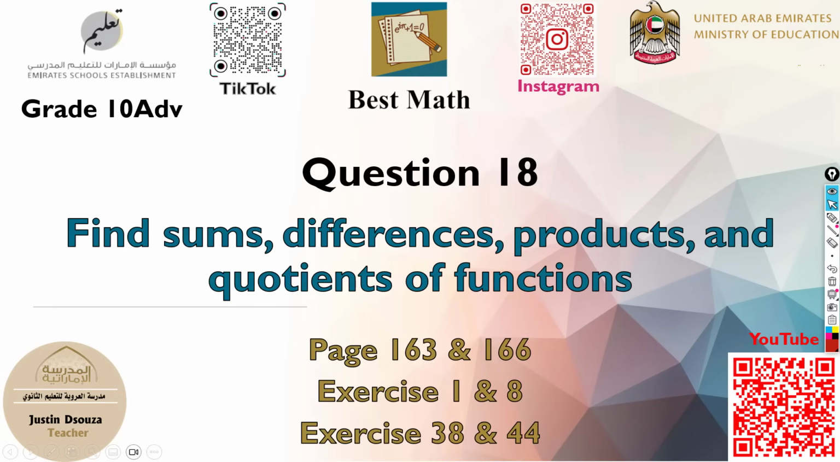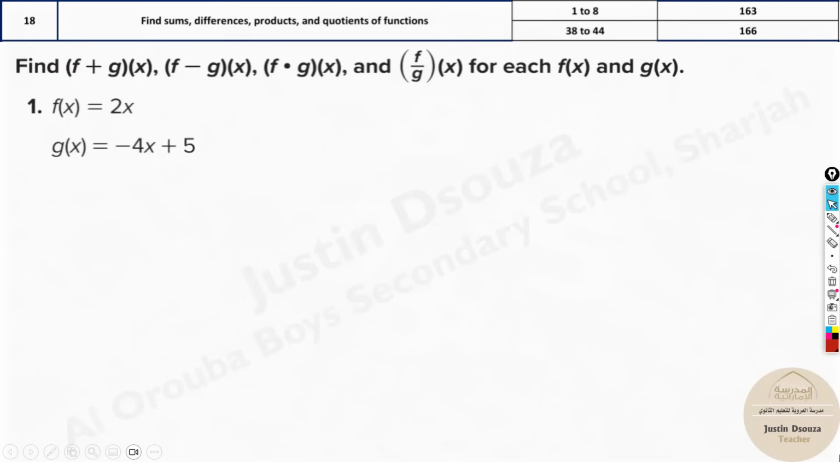Question 18 is basically composition of functions. Here we have to add, subtract, multiply or divide the functions. You will be given f of x and g of x. You need to find f plus g of x. What does this actually mean? Now here you can see it is f plus g of x. Which is the first function here? It's f of x, right? So it basically is f of x plus g of x itself.